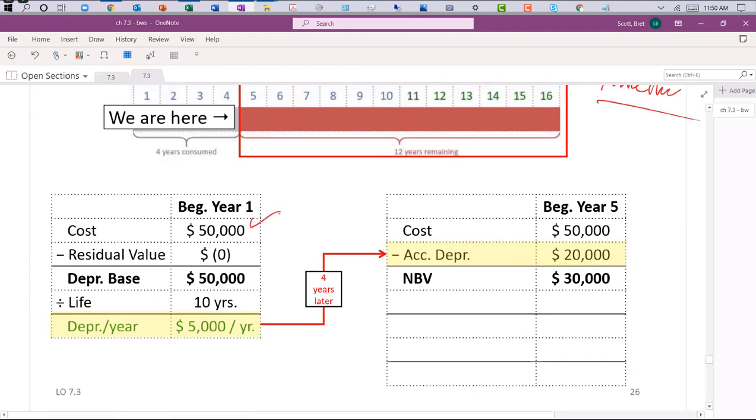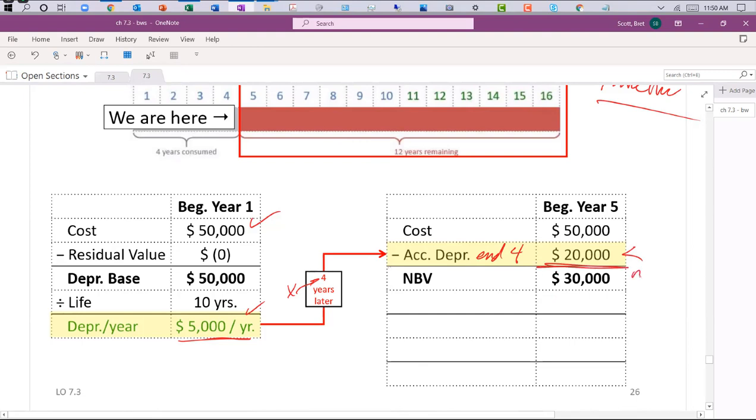The asset cost 50,000. We depreciate $5,000 per year. Multiply it times 4 years. Our accumulated depreciation at the end of year 4 is 20,000, right? We've taken 4 years' worth of depreciation. So what's our net book value?